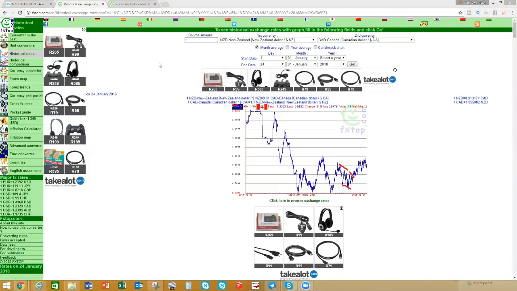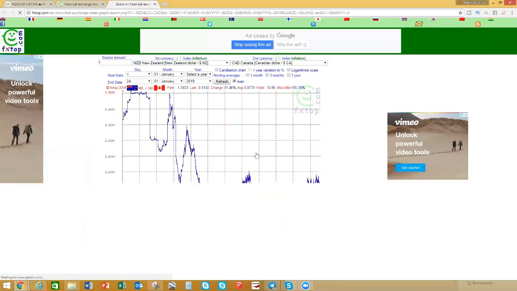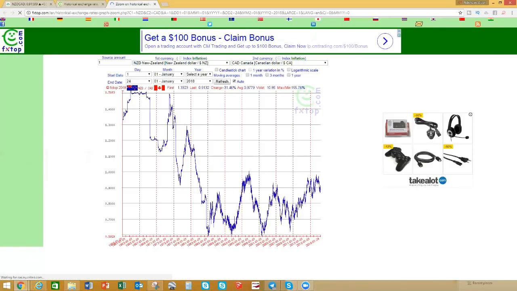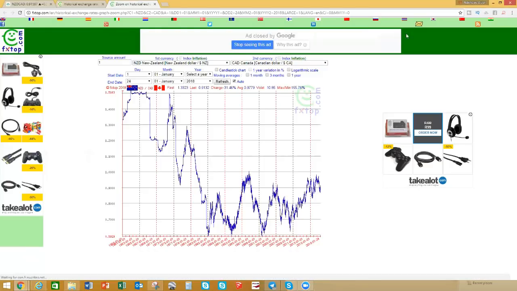As I said, I'm going to do this one top down. We're looking at the historical chart here. You'll find this at fxtop.com. Let me just clear everything, and let's get started. This is the historical data of the New Zealand CAD chart. You can see it starts from as far back as the 1960s. This is all the data that is available on this pair.